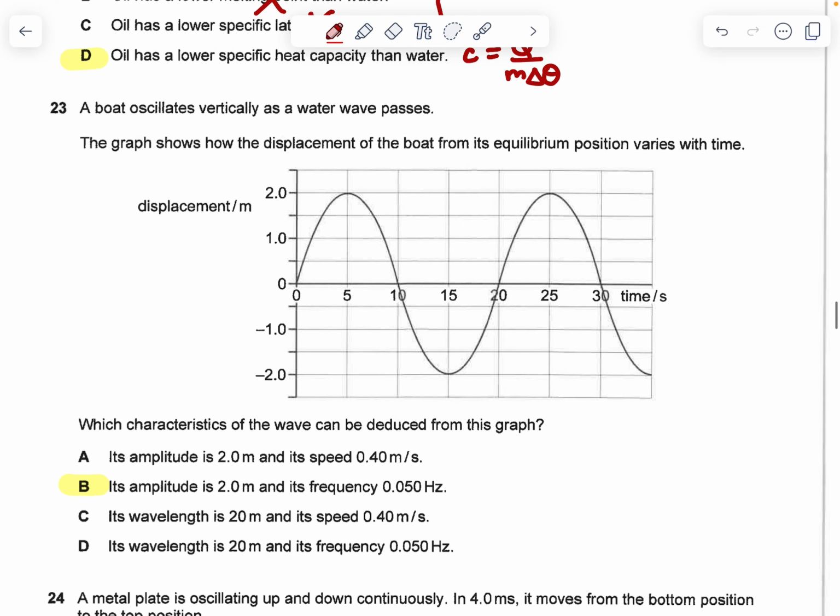Question 23. A boat oscillates vertically as the water wave passes. The graph shows the displacement of the boat from its equilibrium position varying with time. So when you have a displacement-time graph, you will find period T. One full oscillation, you get the period. Here you get the amplitude. So frequency equals 1 over T. You can calculate it.